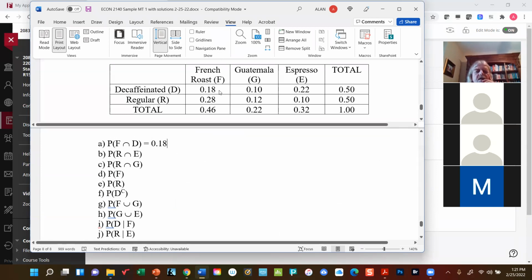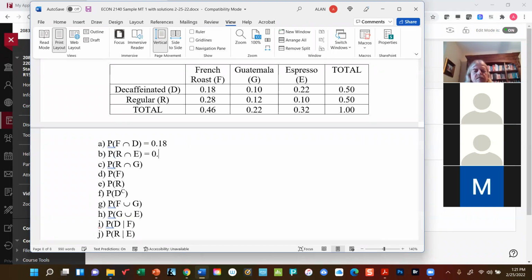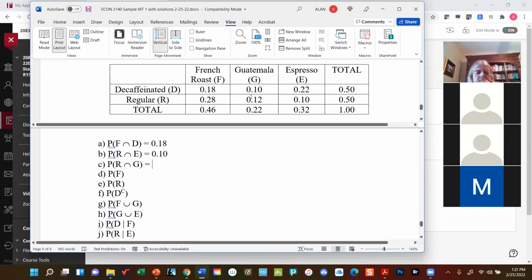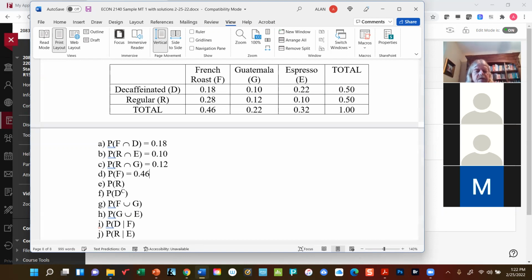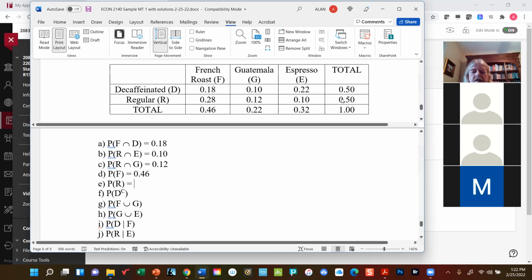At the intersection of F and D, 0.18. How about this one, R and E, regular espresso, 0.10. R and G, regular Guatemala, 0.12. F is the sum of both French roasts, 0.46. R is all of the regulars over here, 0.5.